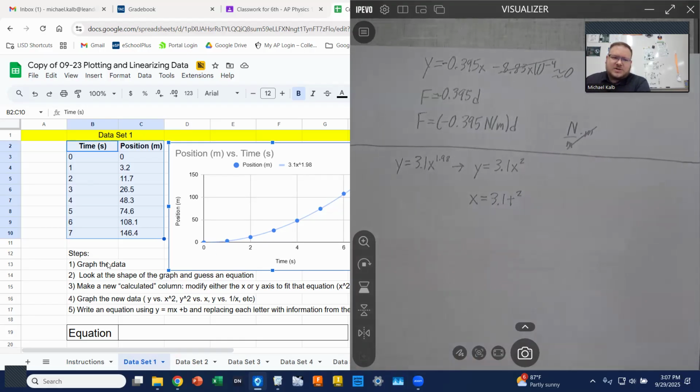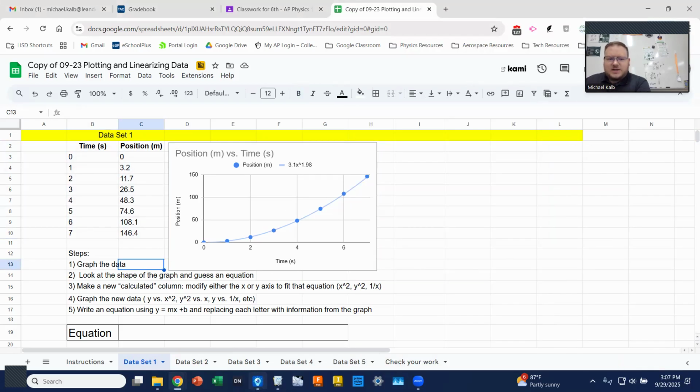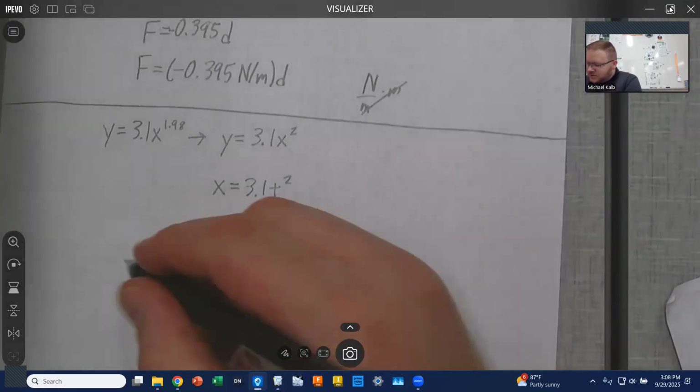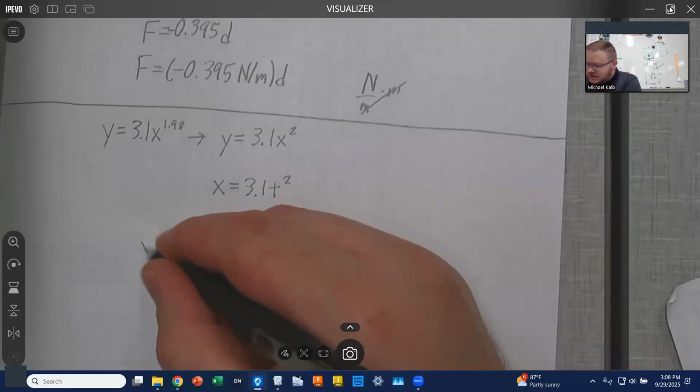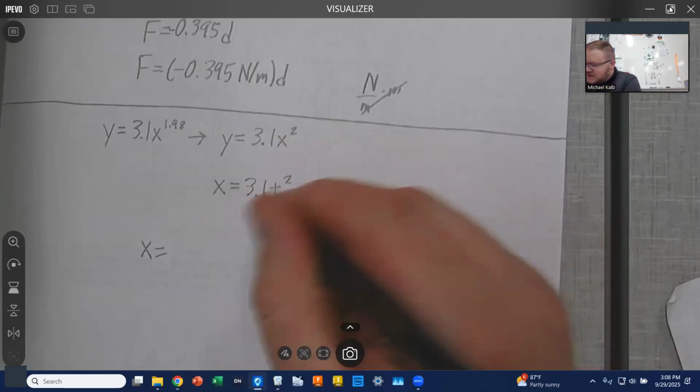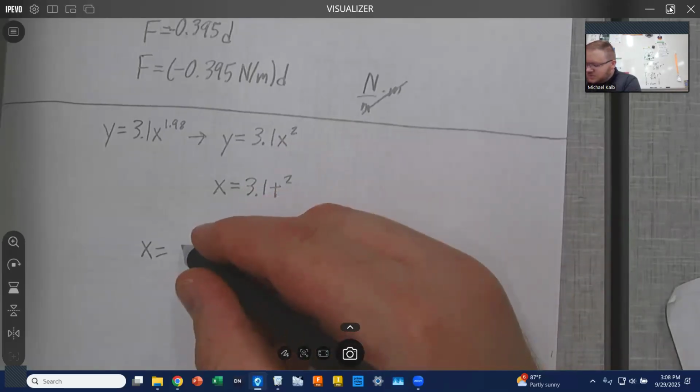Now, the thing with these curve fits, especially, is that the slightest things can throw them off. This data is pretty good, but if you have larger errors, it might give you weird exponents, weird coefficients out front that throw you off from what's really going on. But knowing that this should be quadratic, here's what we're going to do. So we have x is equal to, it doesn't even have to be 3.1. Let's do this in general.